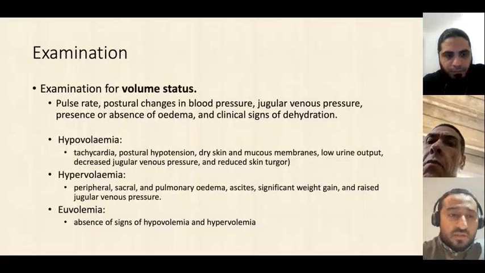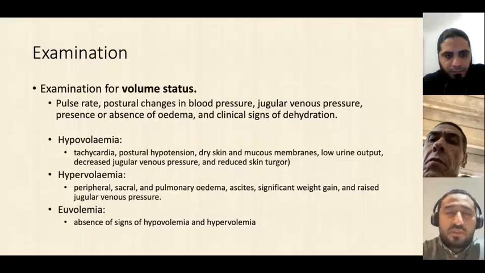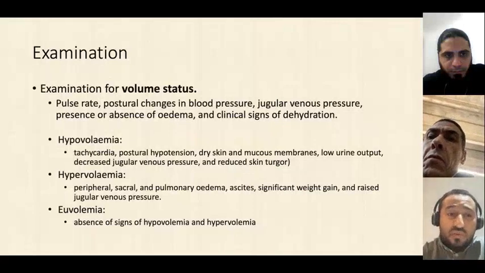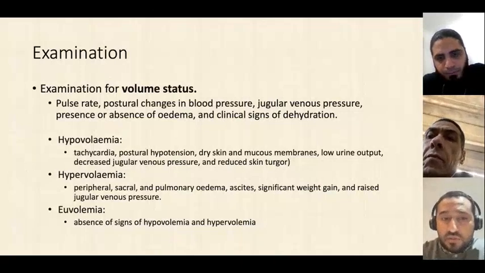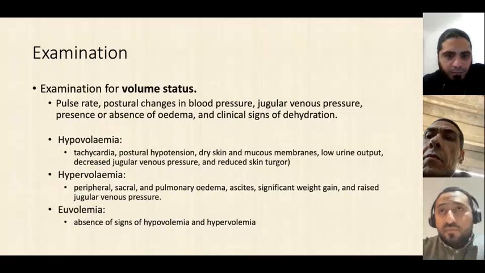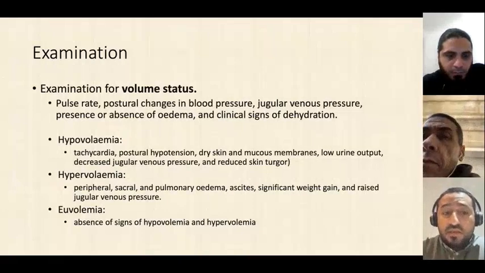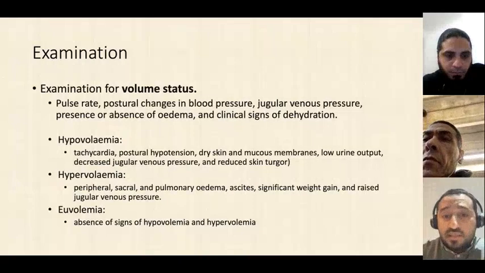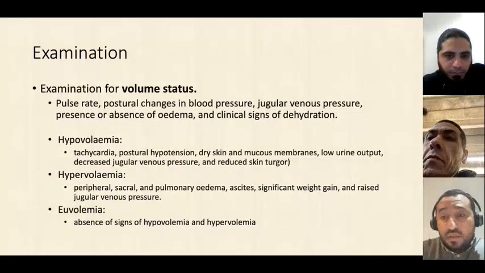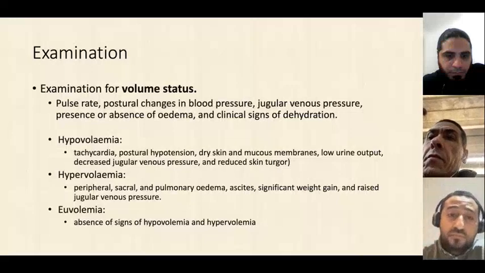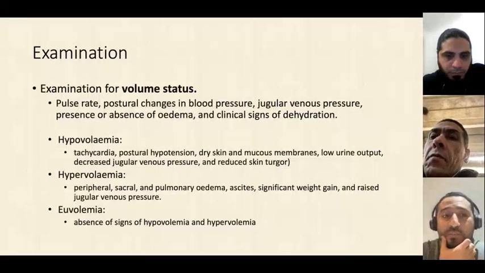From clinical examination, how do we determine that the patient is hypovolemic? He will have tachycardia, postural hypotension, dry skin and mucous membranes, low urine output, and reduced skin turgor. In hypervolemia, the patient will present with generalized edema. He can have ascites, significant weight gain, and raised jugular venous pressure. Euvolemia is simply that the patient doesn't have either of these.